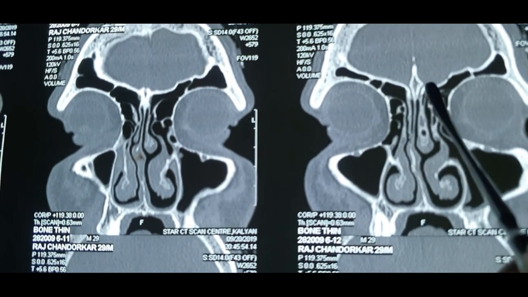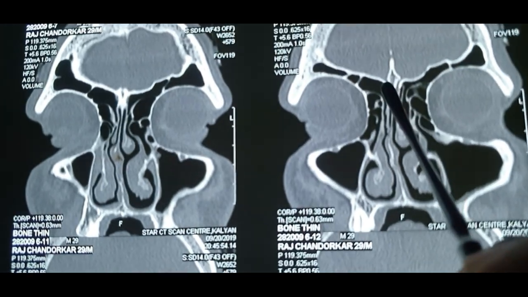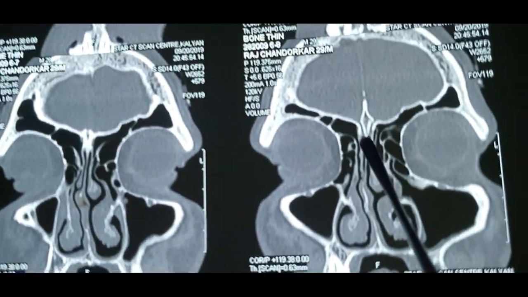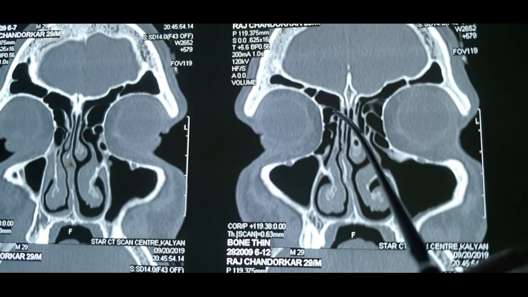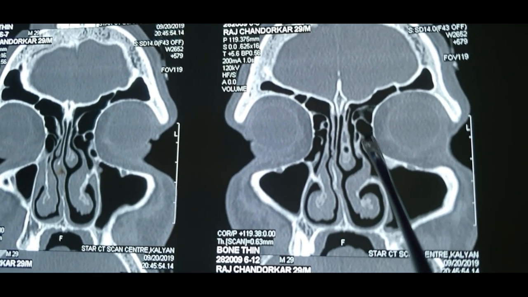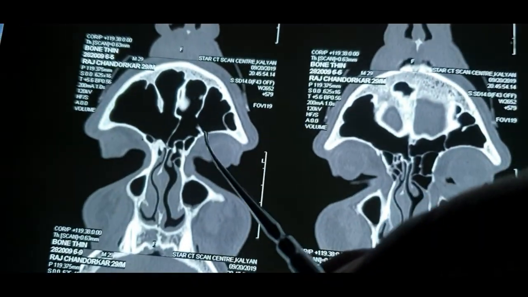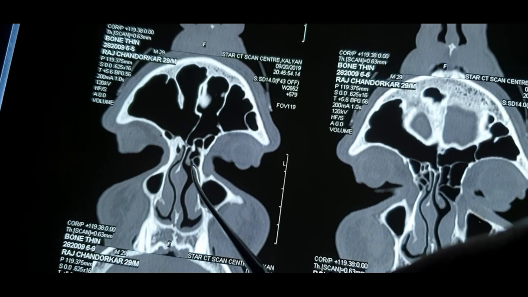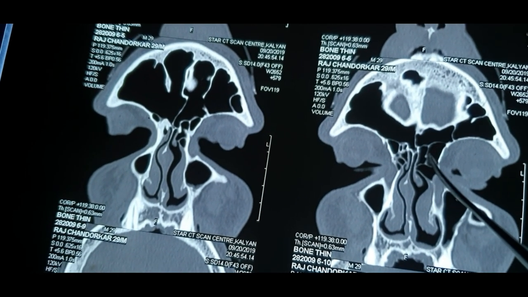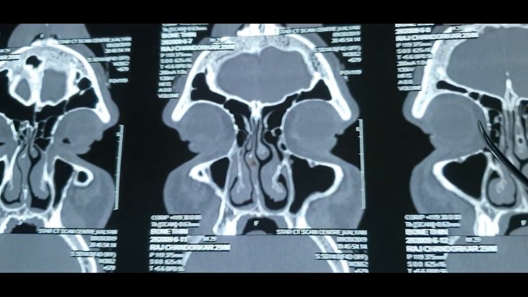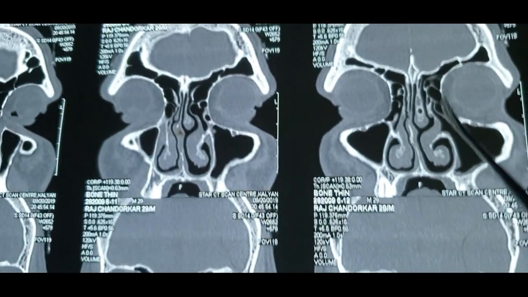So this is still the supraorbital cell, that's the crista galli. See how posterior the supraorbital cell here is because of the excess pneumatization in the sinus structures. This is the bulla ethmoidalis. So it is very important to understand where exactly the agger nasi cell starts and where the frontal recess exactly lies, between the agger nasi anteriorly and the bulla ethmoidalis posteriorly. So that's the bulla ethmoidalis.